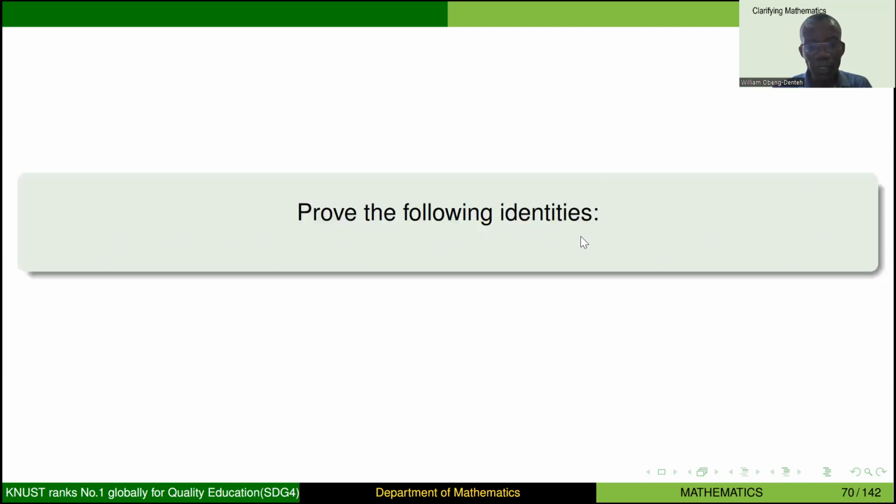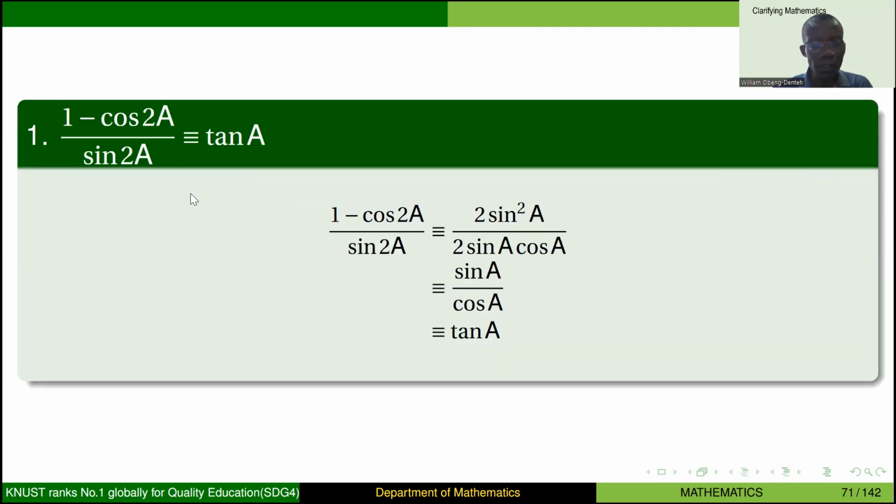Right, prove the following identities, and let's look at the first one. We are showing that this will give us that. So 1 minus cos 2A can be expressed as 2 sine squared A from the identities we have just discovered. Sine 2A can be written as 2 sine A cos A. So this 2 will divide that, and then sine A will divide sine squared A, so we get sine A. Then we have our cos A. So sine A over cos A is tan A. So we've been able to show that this is equivalent to that.